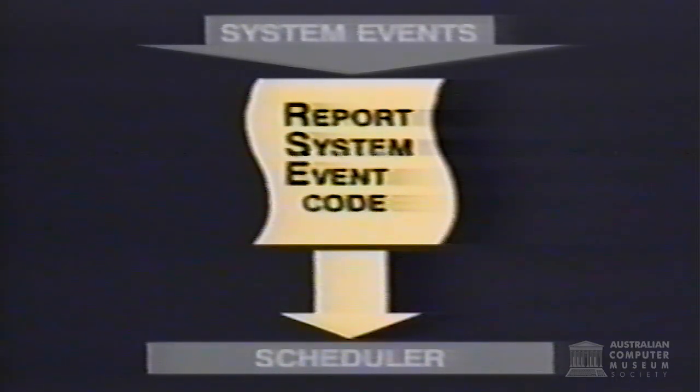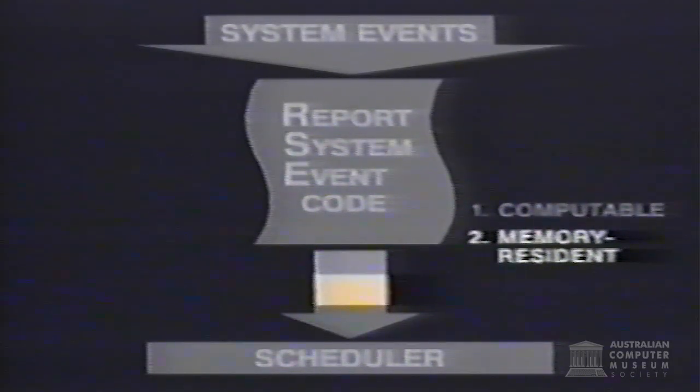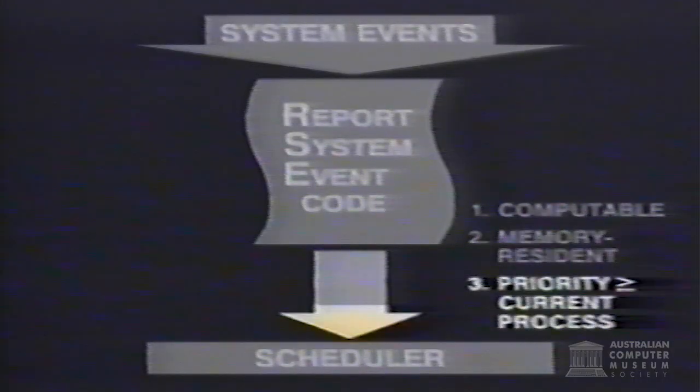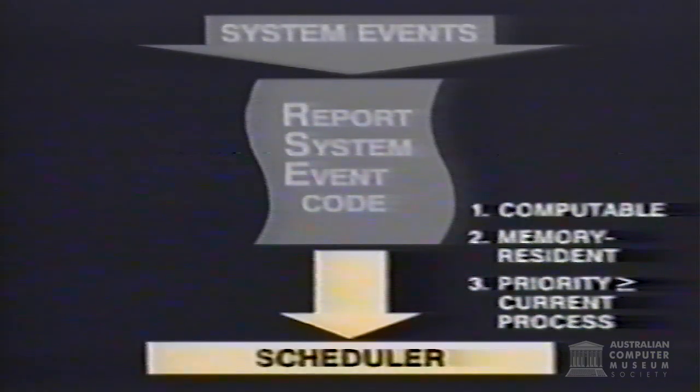RSE invokes the scheduler if three conditions are met by the process. In order for the scheduler to be invoked, the process must be 1. Computable, 2. Memory resident, and 3. The process must have a priority greater than or equal to that of the currently executing process. By checking the condition of the process, RSE avoids invoking the scheduler when the process has no chance of gaining control of the CPU.